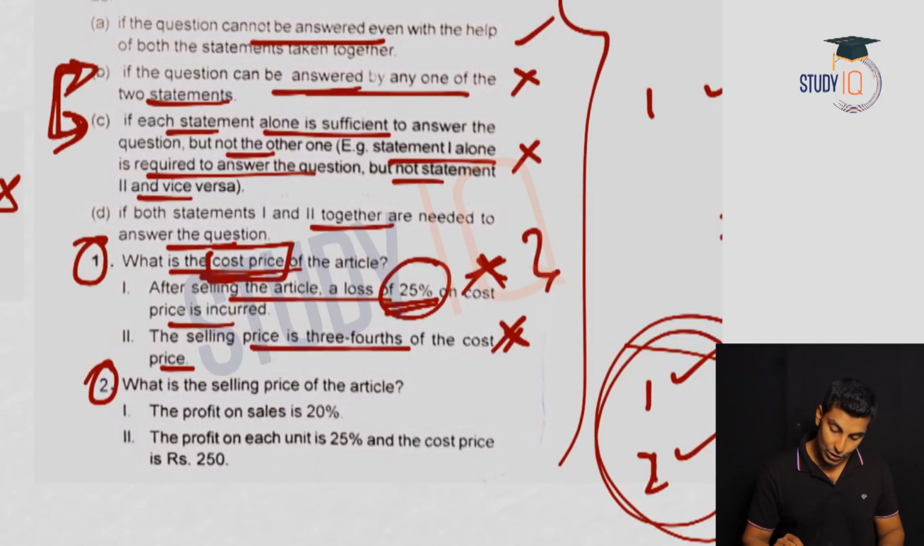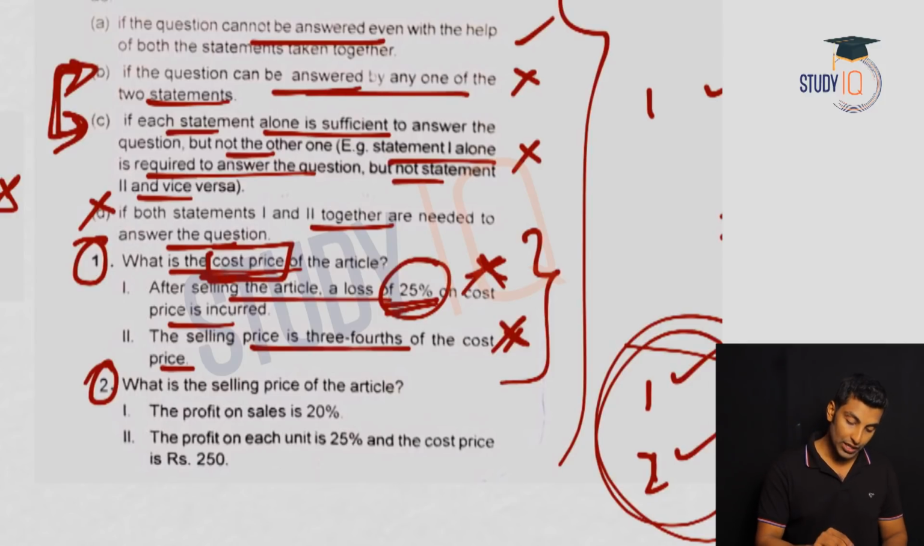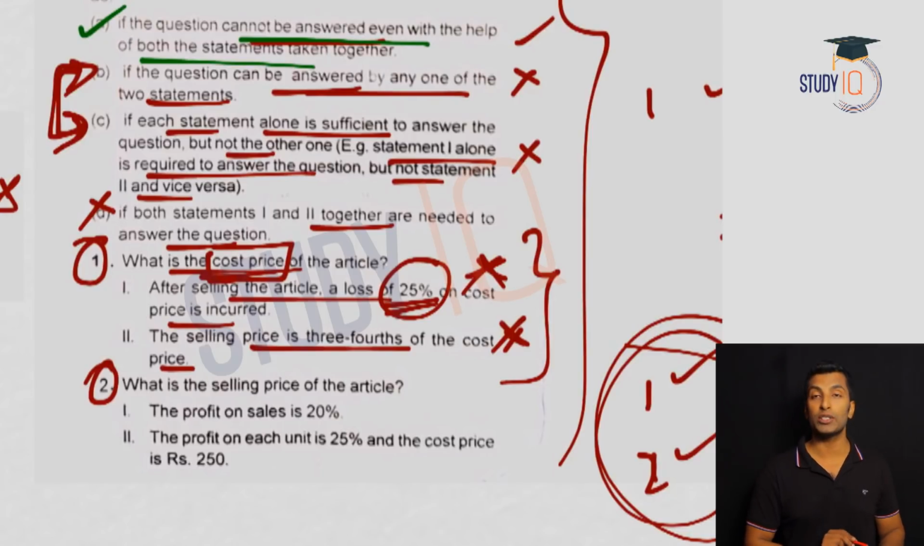Now let's combine these two. Whether you can answer the question by combining or not, that's what you need to check. But in this case, even if you combine statement 1 and 2, you still cannot get the answer. So D is also ruled out. So what is the answer for this question? The answer is A, because the question cannot be answered even with the help of both statements together.